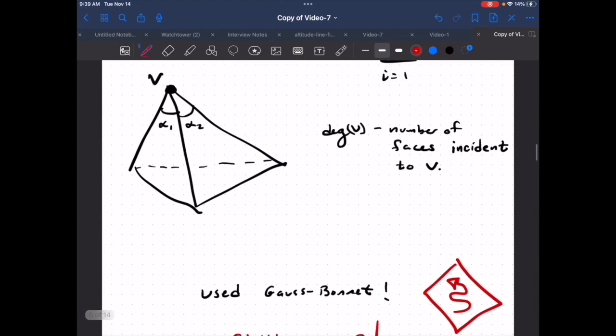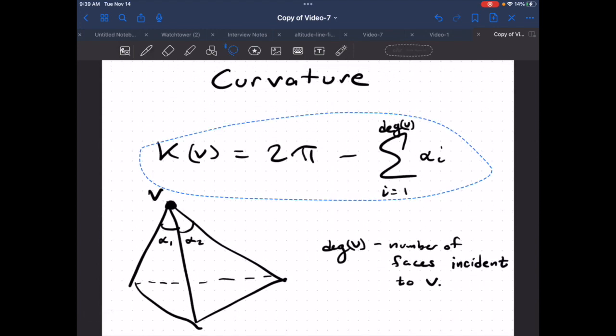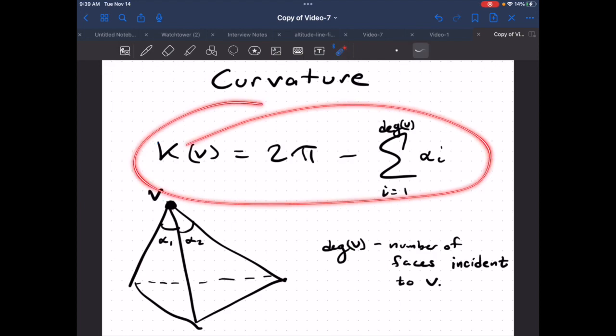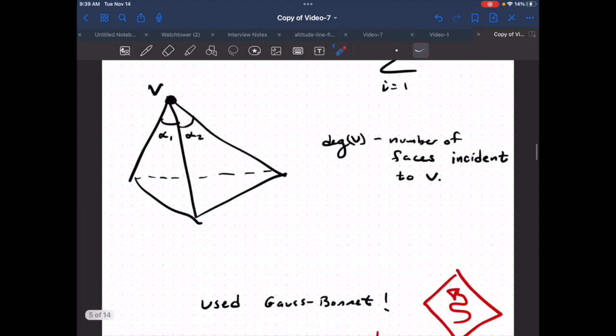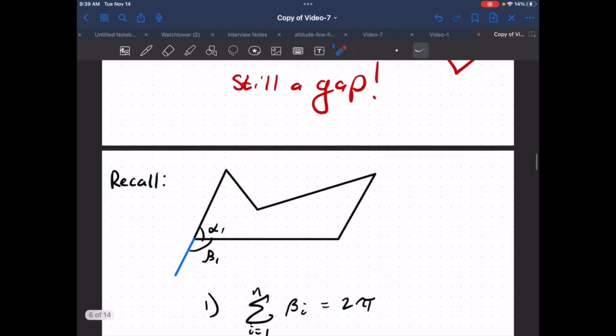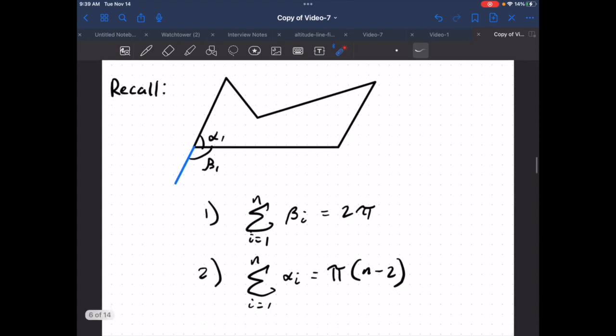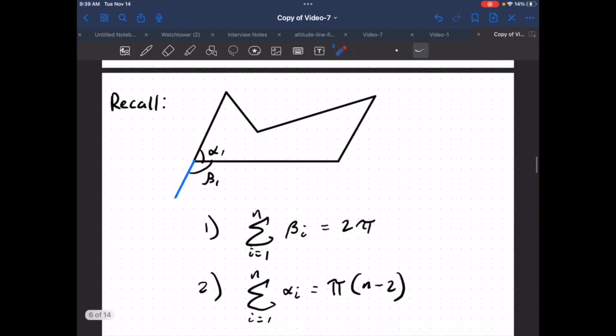Okay, so we're talking about discrete Gaussian curvature, and we have this nice formula, and we can compute it relatively efficiently just by summing up those angles and taking 2 pi minus that sum. But we can also characterize it in another way. And we already saw this in our simple form of the Gauss-Bonnet theorem for polygons in the plane.